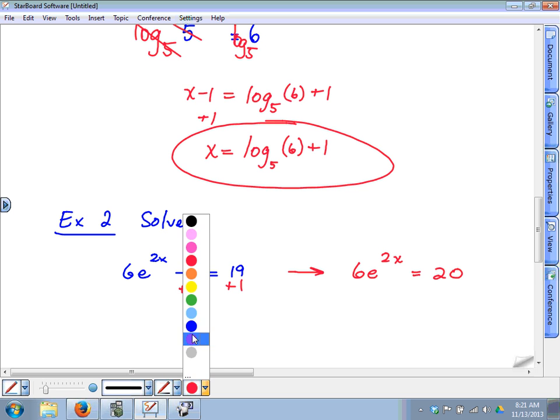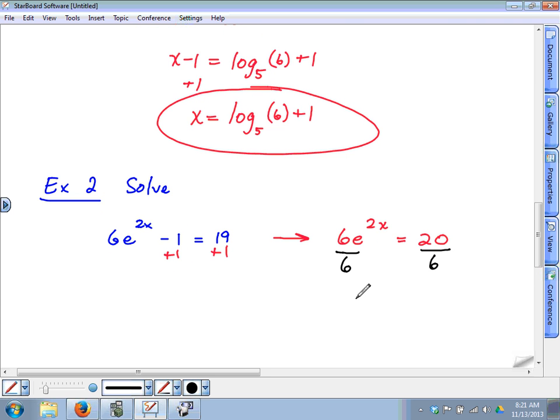What are we doing now? Besides acting like a bunch of sissies for fractions, you divide by 6. So now we have e to the 2x equals 20 over 6, which is indeed 10 thirds.